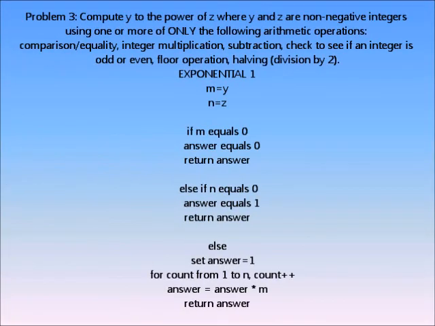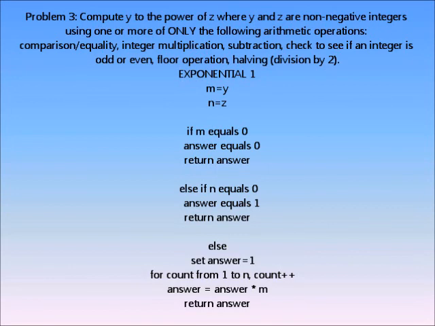To begin, you assign variables to the numbers being computed. M will equal y and n will equal z. The if statement checks to see if the base m is 0. If it is, the answer is 0. Next is the else if statement that checks if the exponent equals 0. If so, the answer is 1.